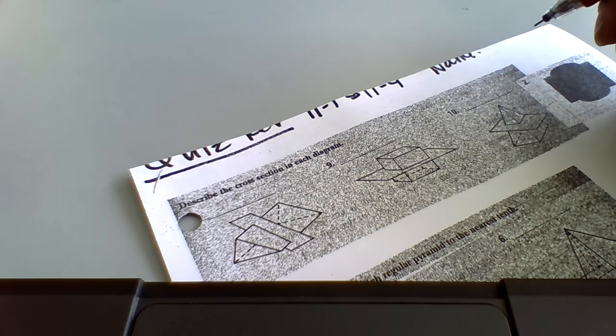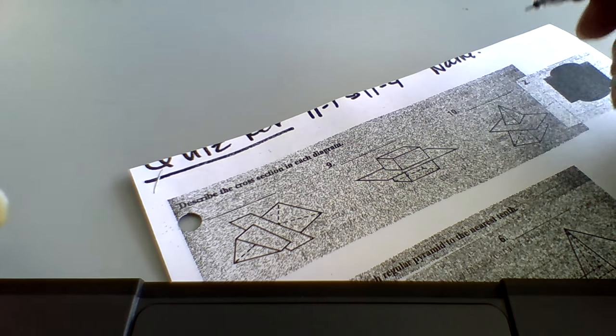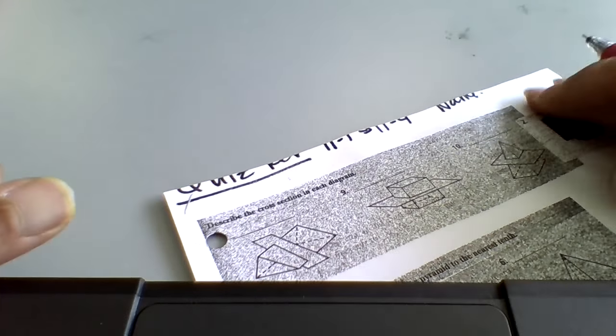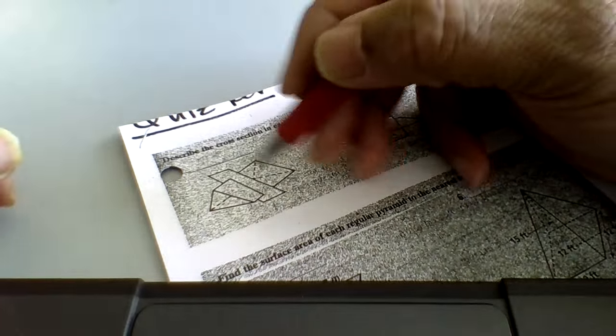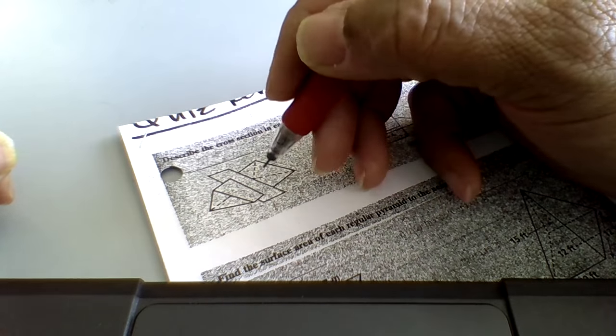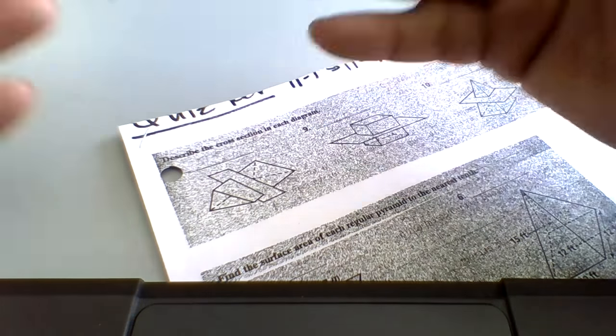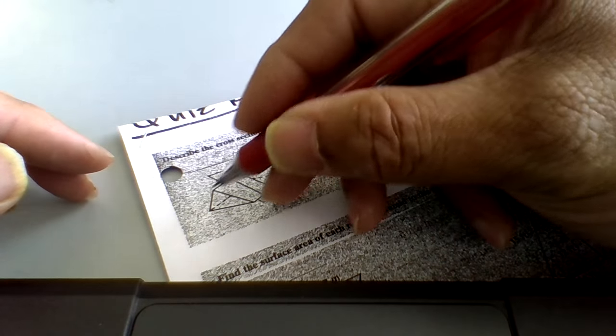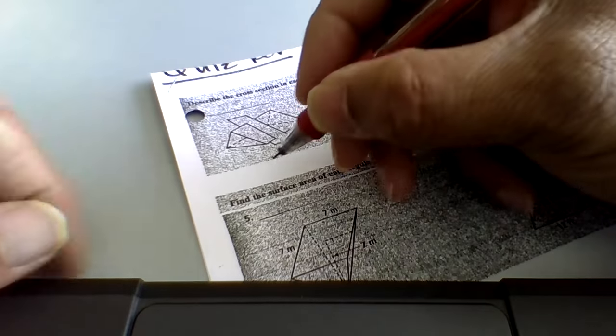Hello, this is the quiz review for 11.1 through 11.4. On these first problems, you have to do the cross section. So if you were to cut this with a knife or a plane and opened it up and looked at it, what would it look like? So this first one would look like a triangle.